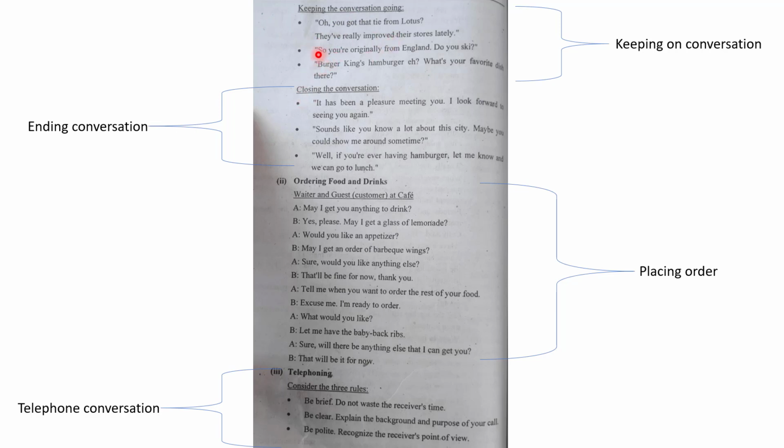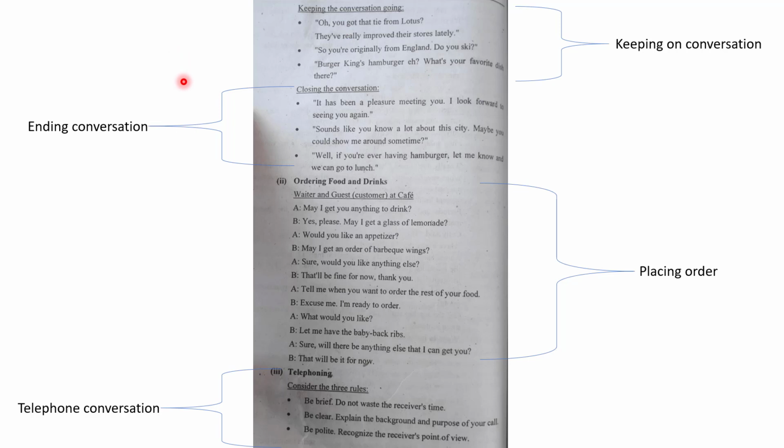Or you can use something like, "So you're originally from England. Do you ski?" Or Burger King's hamburger: "What's your favorite dish there?" So these are some general things. You can modify this by yourself, but you have to get the idea of what kind of sentences people use so that they keep the conversation going.